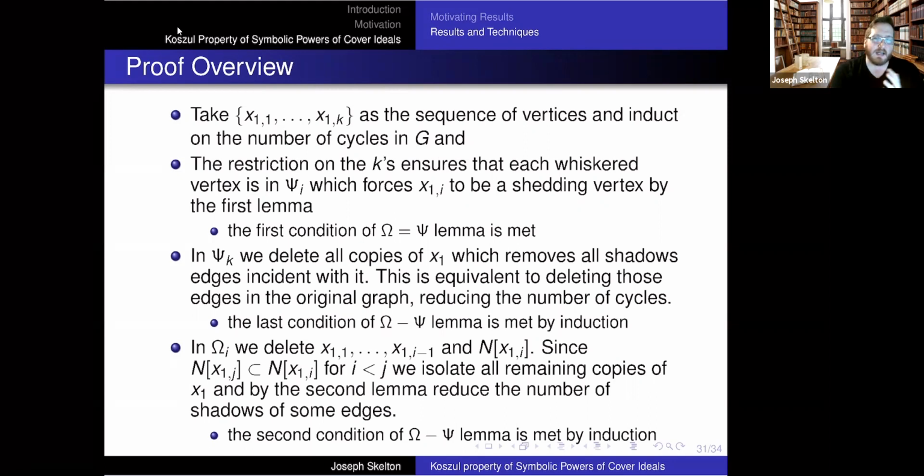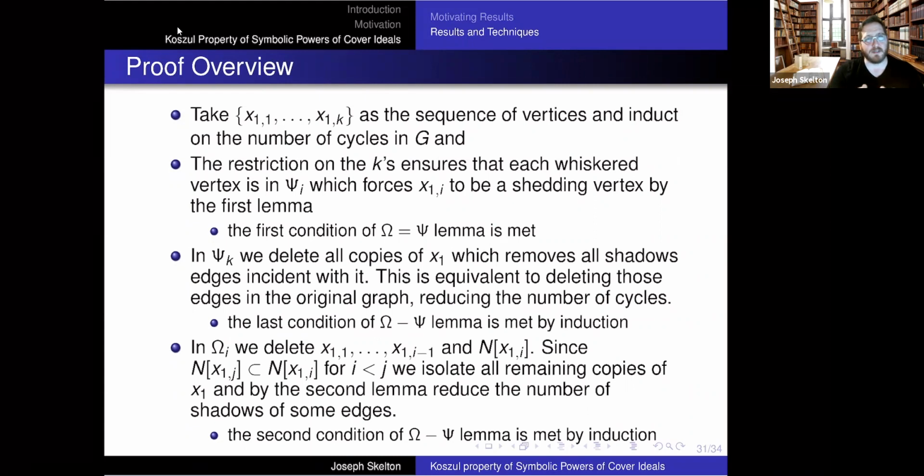And for omega I, this one is a little trickier, but we use the fact that the neighbors of x1j are a subset of the neighbors of x1i for any i less than j. And that's just from the construction, because the second index has to add up to at most k plus 1, the bigger j forces the neighbors to be a subset.